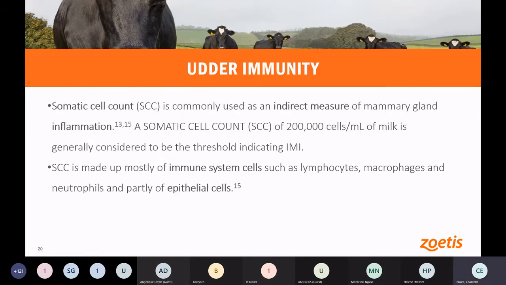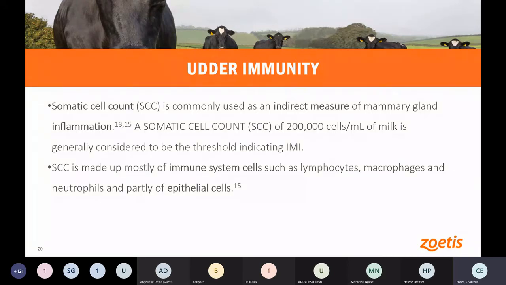Okay, somatic cell count. We often hear the term somatic cell count, and I always wonder if everyone knows what we refer to when we say somatic cell count. So I'm going to take it from the basics in terms of what somatic cell count is, why we look at somatic cell counts, and what they mean. It's an indirect measure of what is going on in that mammary gland.